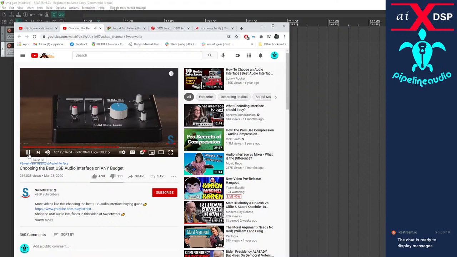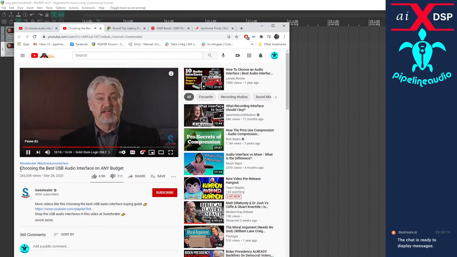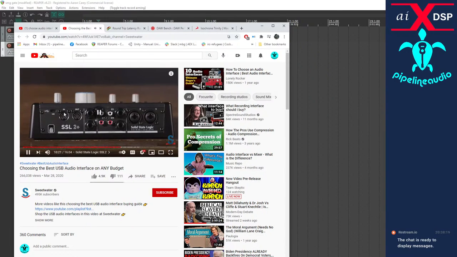The Solid State Logic SSL 2 Plus was one of the big hits at the recent Winter NAMM show in Anaheim, California. It offers Mac and PC compatibility in a desktop format with bus powering.